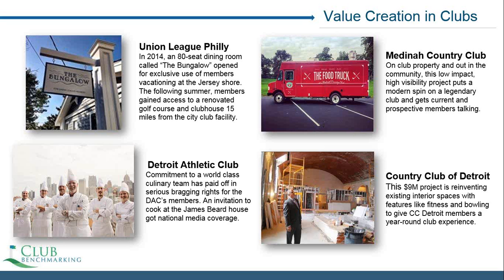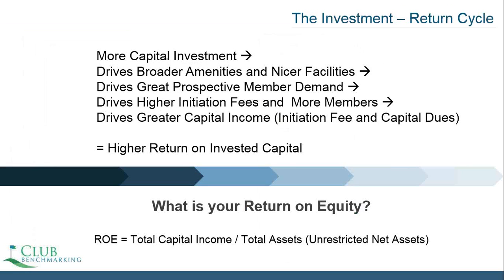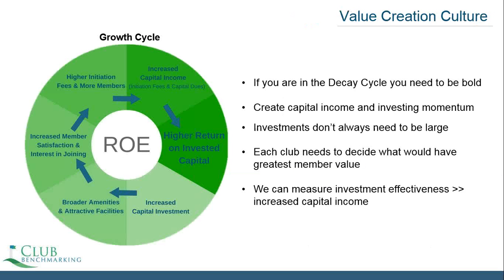And investment, that's the key thing here, is if you're going to invest in things that are directly tied, first and foremost, to member demand and member satisfaction, so that you're not a commodity-like club, but you're a differentiated club. So, now I've just gone through it. More capital investment drives broader amenities and nicer facilities, which drives demand, which drives initiation fees, which drives capital income, which lets you continue that cycle. It's again a 2 to 3 year kind of cycle, but it is a cycle. And if you don't get in the cycle, you can't be in the cycle. That's kind of the notion that we're trying to bring to the table here.